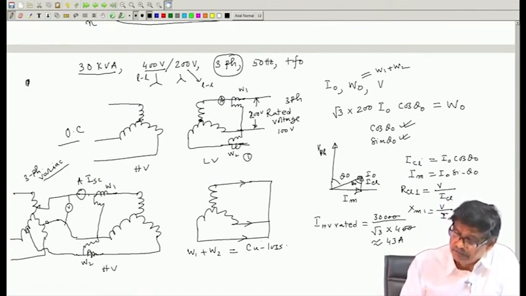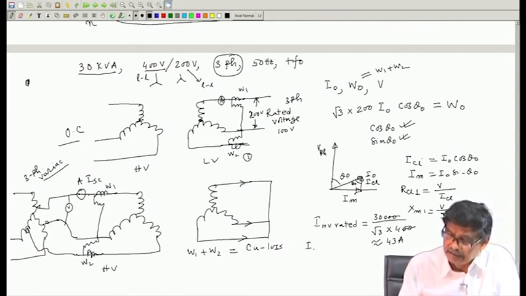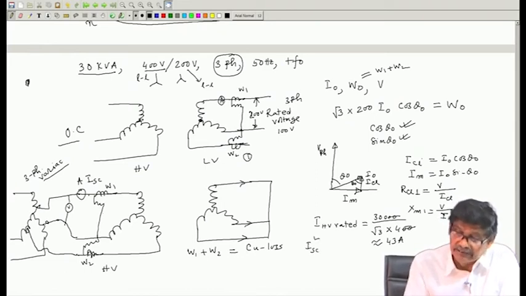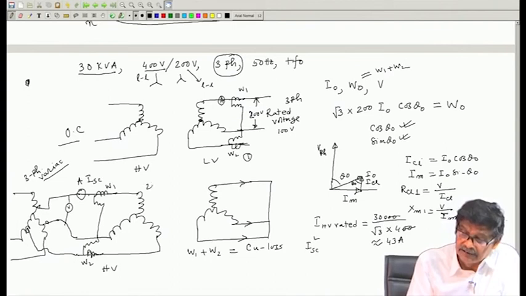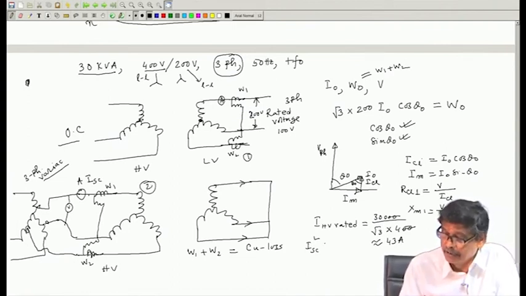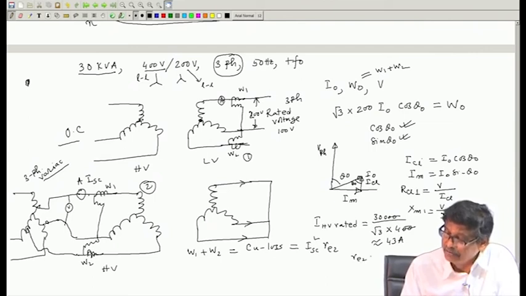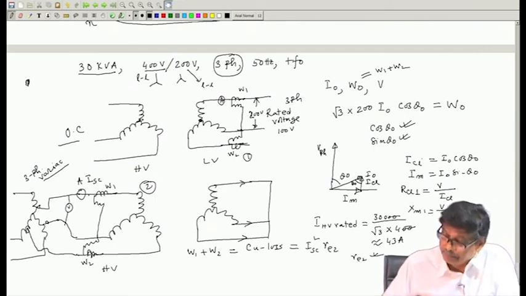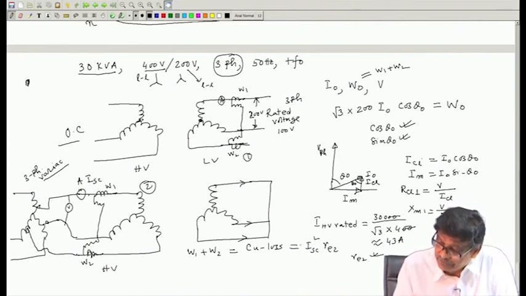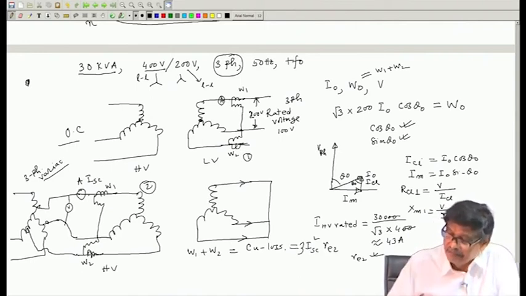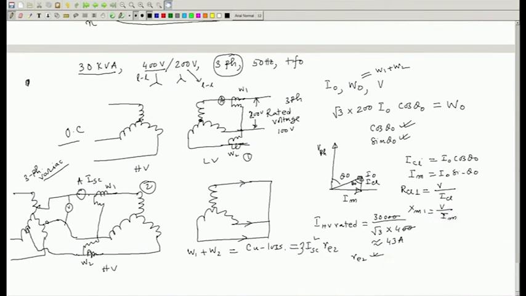Therefore, copper loss we assume this, and then ISC square into R, this side I have called 1, this side is 2. So, ISC square RE2 will be this, from which RE2 is known. Into 3, okay, total copper loss.